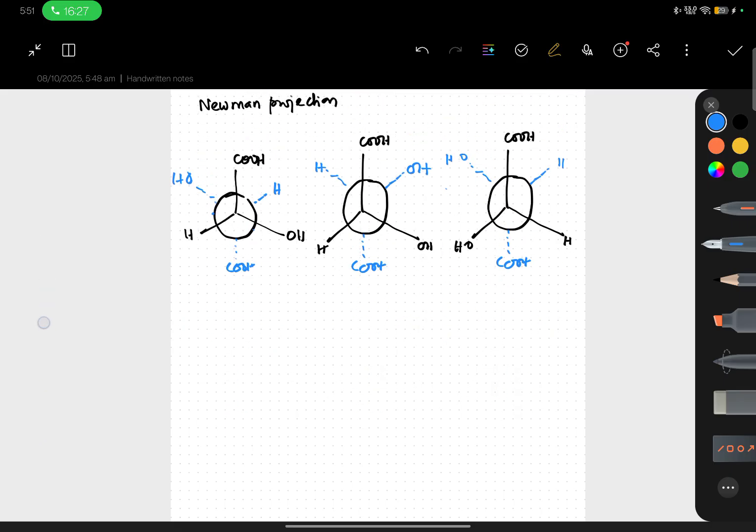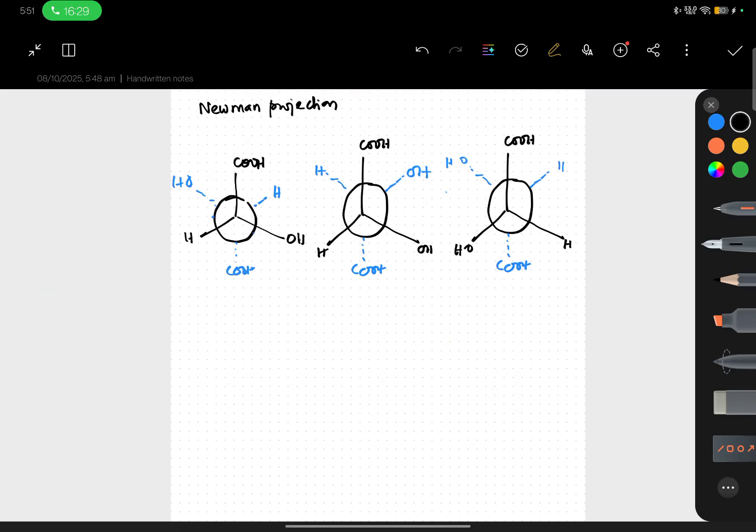So this Newman projection, you can also draw in one more form called the sawhorse projection. You can convert from sawhorse to Newman or Newman to sawhorse, both are fine.